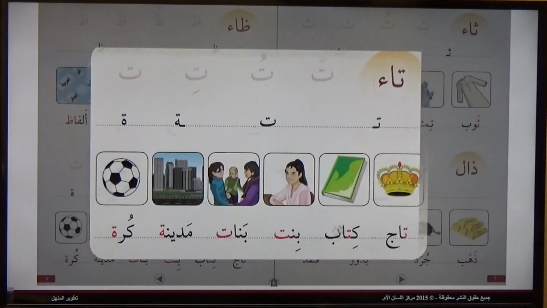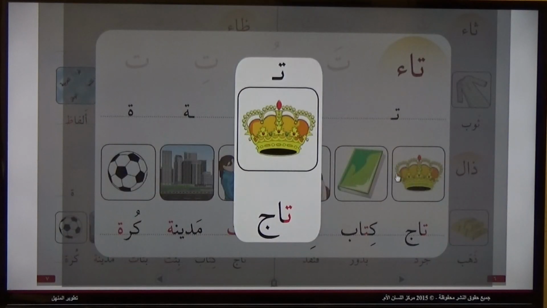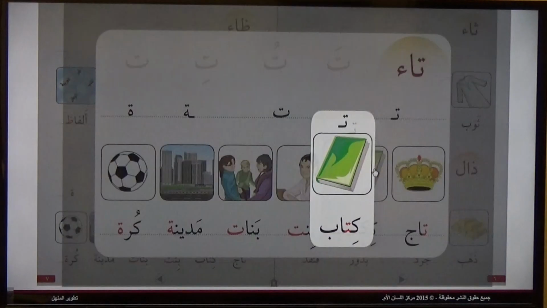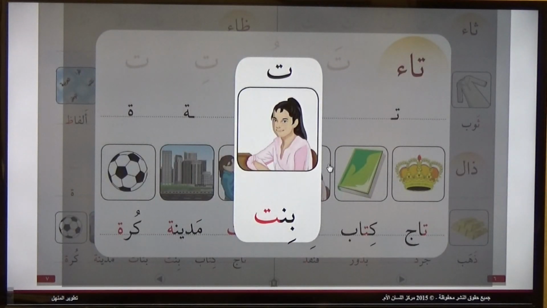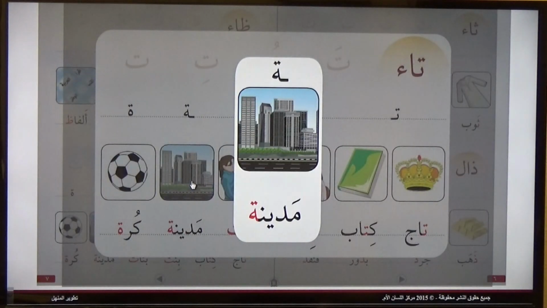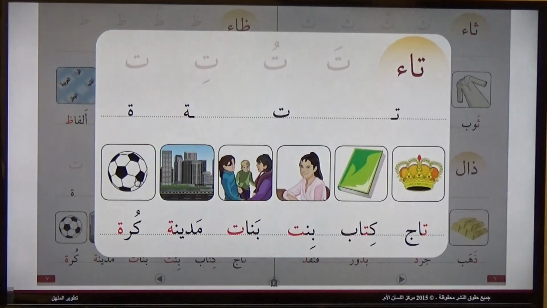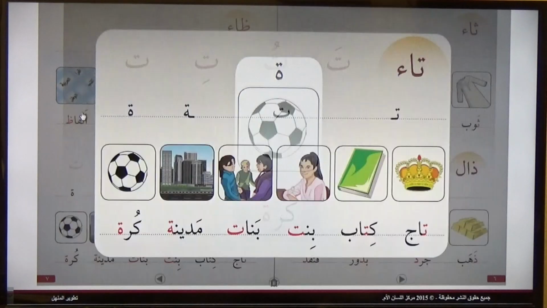The next slide, تاء. We're talking about the letter تاء here, and I think we explained that also. تاج, crown. كتاب, book. بنت, girl. بنات, girls. مدينة, city. كرة, a ball.